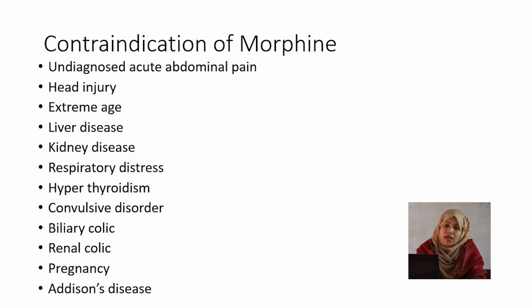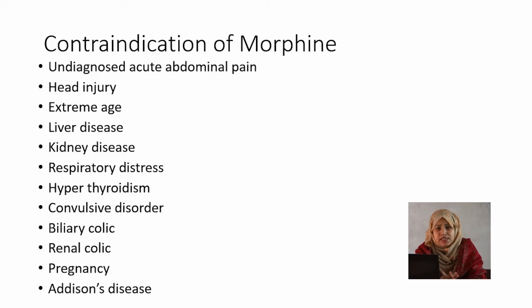Number 3, extreme age. Extreme age means the very young patient and the very geriatric patient. These two types of patient will get poisoned by using morphine, because in children there is not enough enzyme to metabolize the morphine, and in geriatric patients the enzymes are already exhausted.